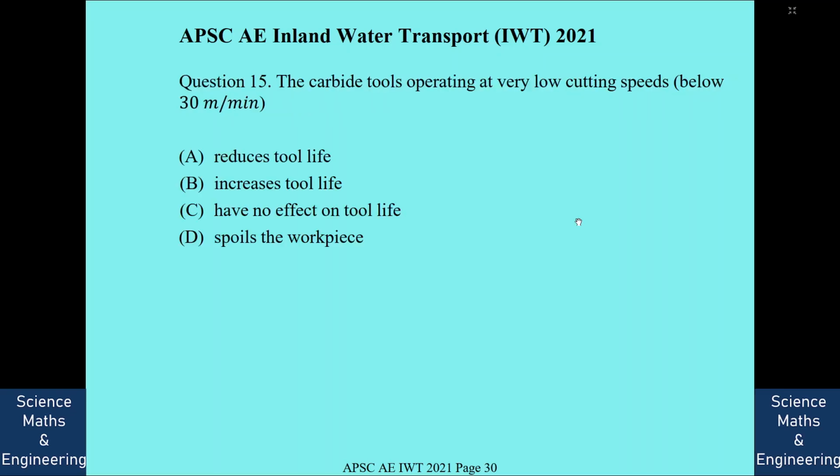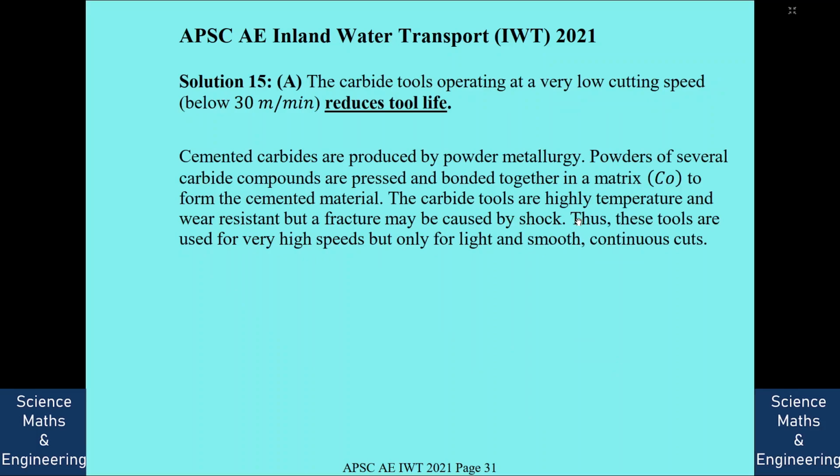Next, the carbide tool operating at very low cutting speeds, that is below 30 meters per minute: A, reduces tool life, B, increases tool life, C, has no effect on tool life, or D, spoils the workpiece. So the answer is it reduces the tool life.